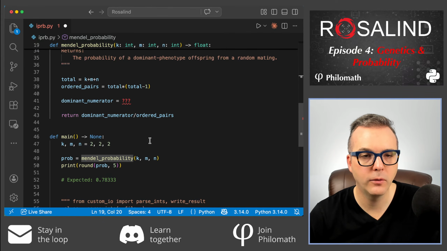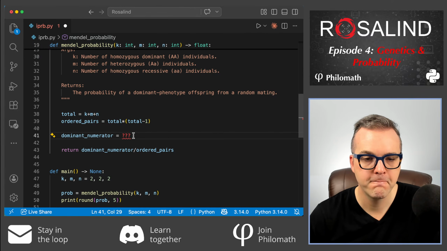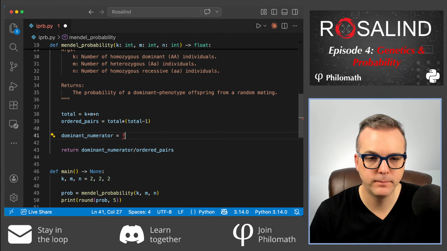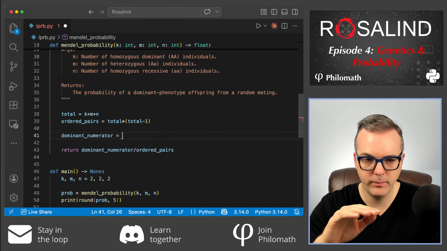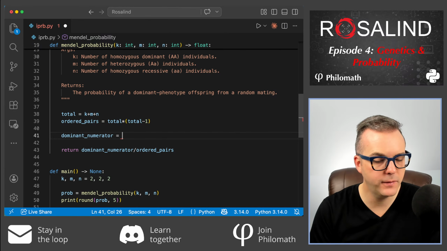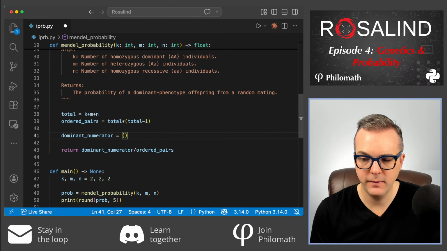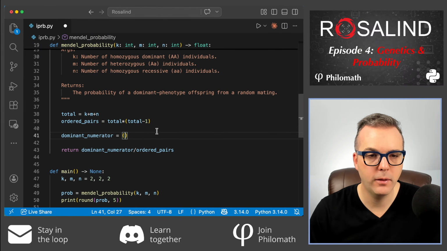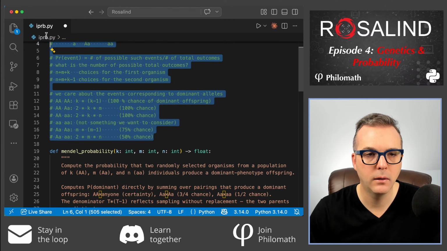So we will come down to where we were before with dominant numerator. And dominant numerator here is simply going to establish making sure that I sum each of these things. And I could establish each of the elements of the sum as their own variables, but I don't think that I really need to do that. So I'm going to have something in parentheses, and we're going to start with, in fact, I'll copy them down. Okay.